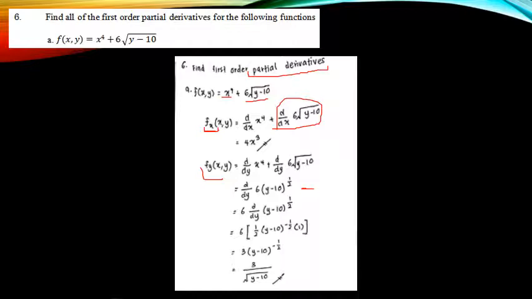From here, this is the differentiation step where 1 over 2 comes to the front, and 1 over 2 minus 1 gives us this term. From y minus 10 we get only 1 because only y is differentiated. Hence the answer is 3 times y minus 10 to the power of negative 1 over 2, which is the same as 3 over square root y minus 10.